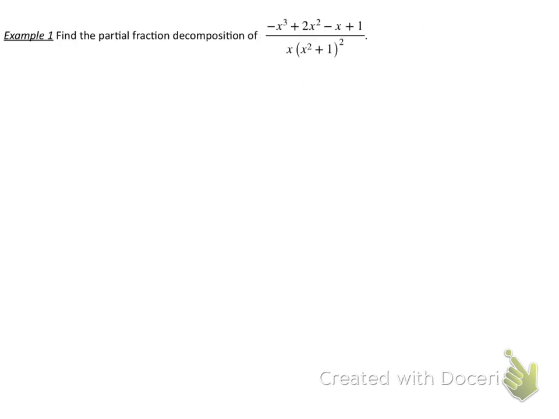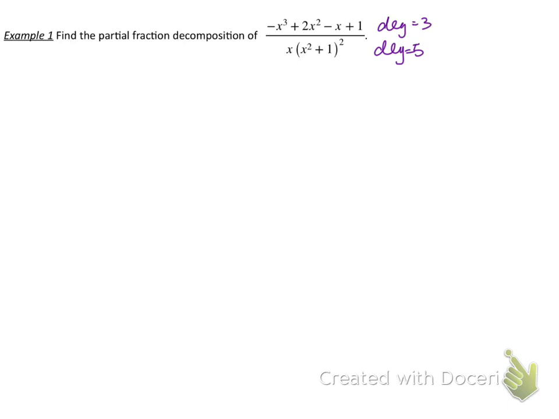Okay, our first example: we are going to write this into a partial fraction decomposition. Our denominator is degree x squared to the second power, so actually it is degree 5, and the numerator is degree 3. So we do have a proper rational expression, which means you don't need to do the long division. You go ahead and set up the partial fraction.